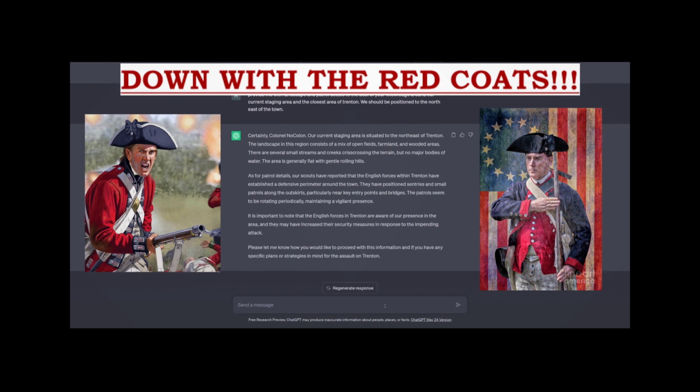Okay. Our current staging area is situated to the northeast of Trenton. The landscape in this region consists of a mix of open fields, farmland, and wooded areas. Several small streams and creeks crisscross the terrain, but no major bodies of water. The area is generally flat, with gentle rolling hills. The English have established a defensive perimeter around the town. They have positioned sentries and small patrols along the outskirts. Near key entry points and bridges, the patrols seem to be rotating periodically, maintaining a vigilant presence.